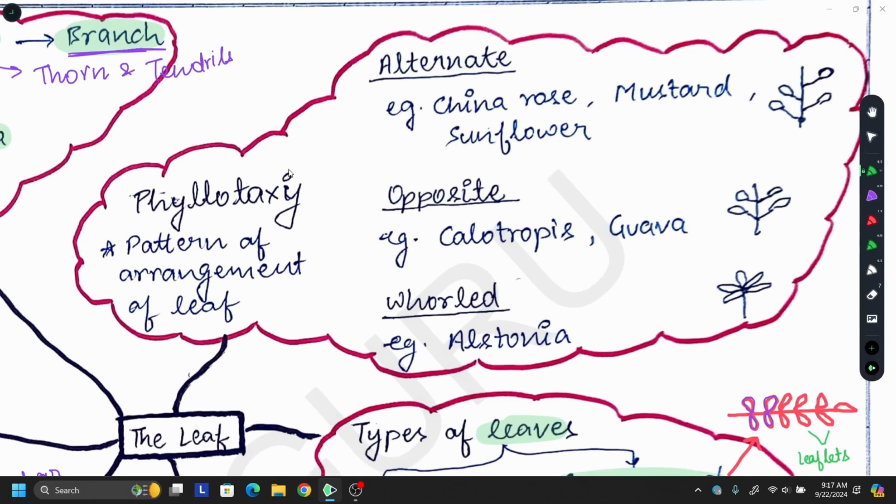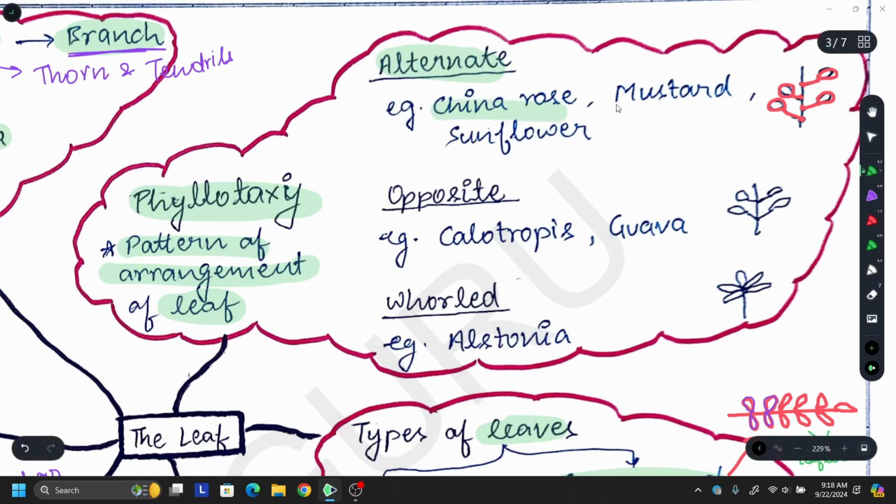Now coming to phyllotaxy. What is phyllotaxy? A pattern of arrangement of leaf. The pattern of arrangement of leaf on a stem is called phyllotaxy. Okay, there are three types. The first is alternate. In alternate type of phyllotaxy, one node gives rise to one leaf. Okay, this one node gives rise to one leaf, this one node gives rise to one leaf, this one node gives rise to one leaf. So in alternate phyllotaxy, one node always gives rise to only one leaf.